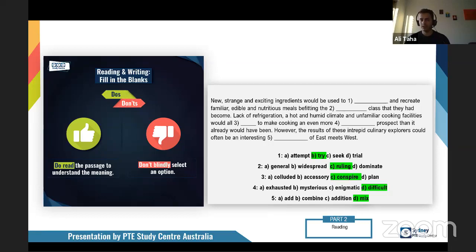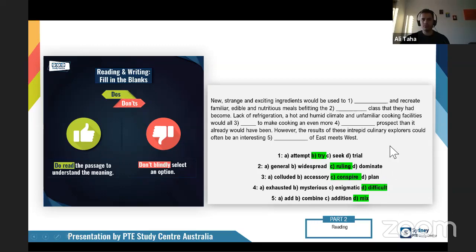And don't go into the exam with the perspective, I will guess. Don't do it. If you start in this way, it will be so difficult for you to fix it later. Good tip. So that's for fill in the blanks, reading and writing.